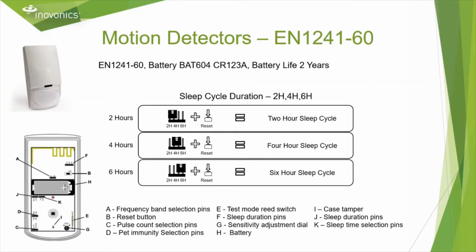The EN1241-60 is designed for senior living applications to verify that the residence is still up and active and has an adjustable sleep time of 2, 4, or 6 hours that can be adjusted with a jumper placement and reset. It uses a CR1238 battery with a 1 to 2 year battery life.